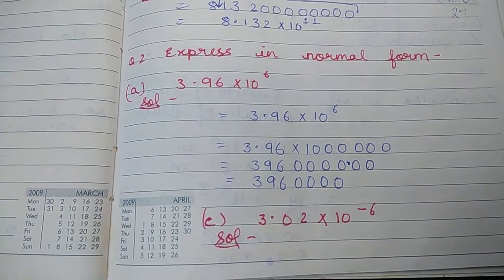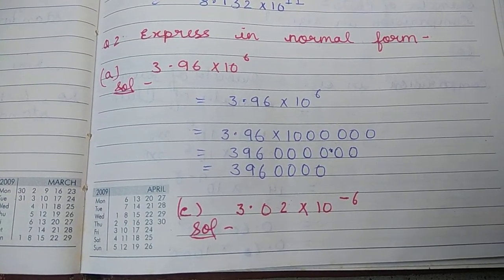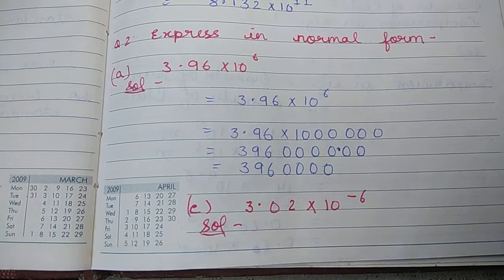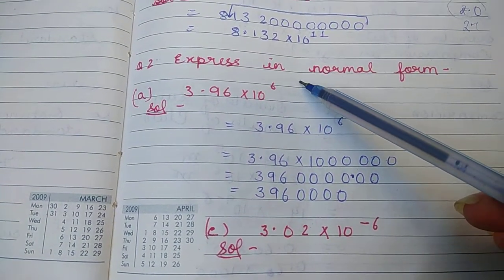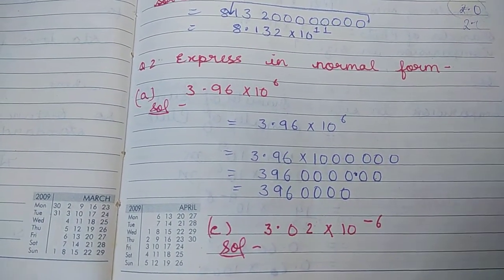Now there is a second number, 3.02 into 10 raised to the power minus 6. Keep in mind, this was positive 6, here the power is negative 6.